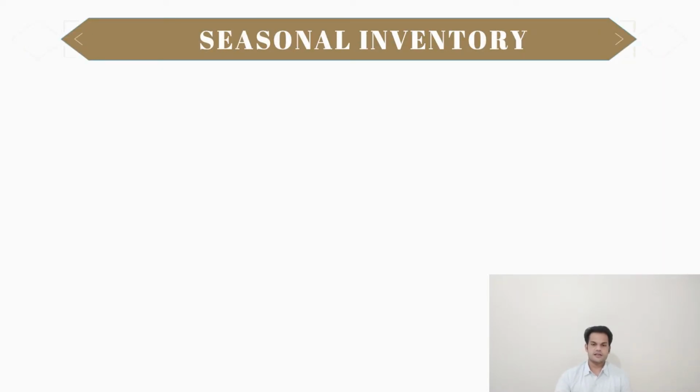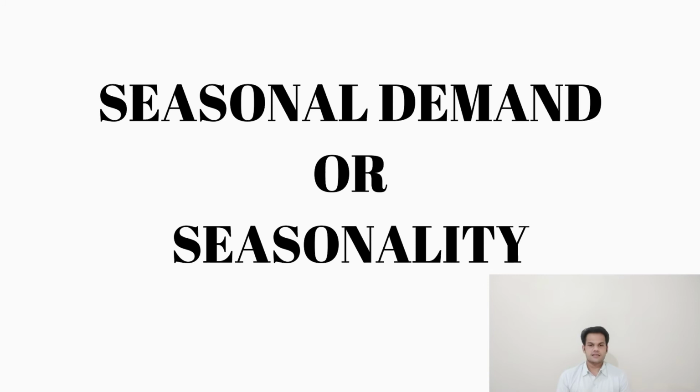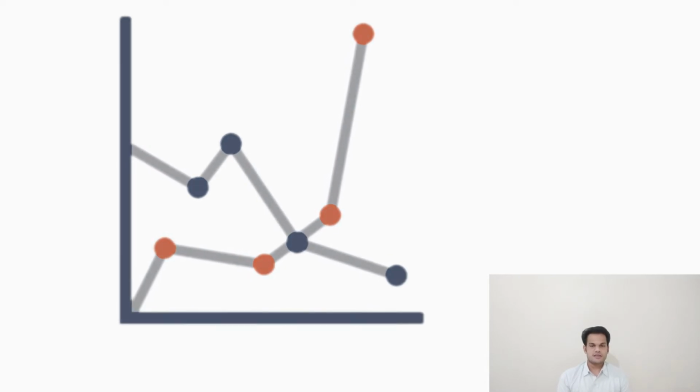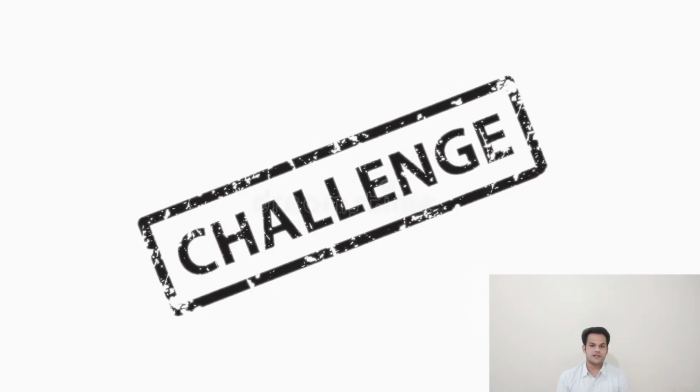And last but not the least is the 5th type of inventory, that is seasonal inventory. Seasonal inventory is a type of inventory in which stock is in high demand during a particular time of the year, such as during festival days, etc. This influx in sales is called seasonal demand or seasonality. Fluctuations in demand for products depend on the time of the year. Seasonality is a critical element in inventory management, but these fluctuations can also often make managing your inventory levels challenging.